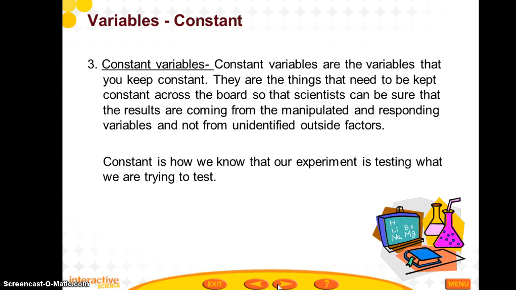So I know that variable means change, and I know that we're trying to keep them constant. You can think of it as constant from change, not changing. These are how we know that our experiment is only testing exactly what we want to test.